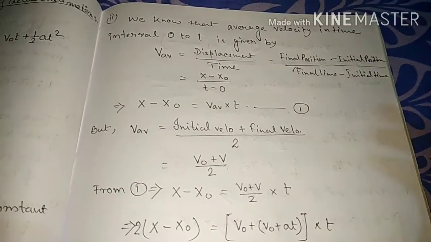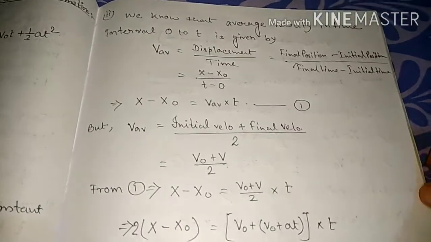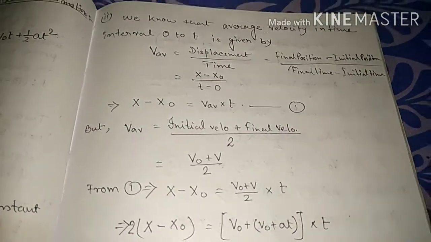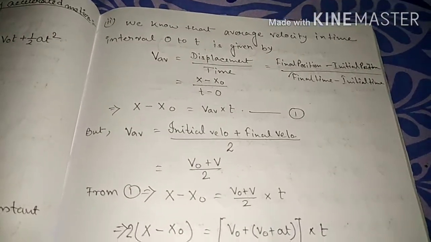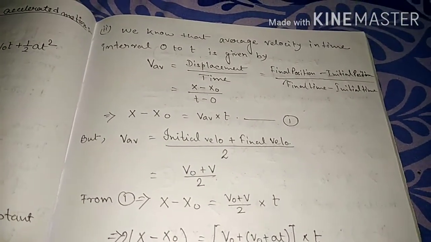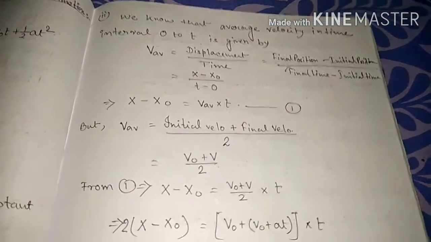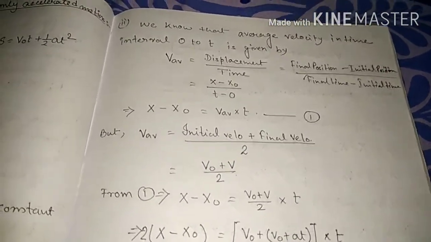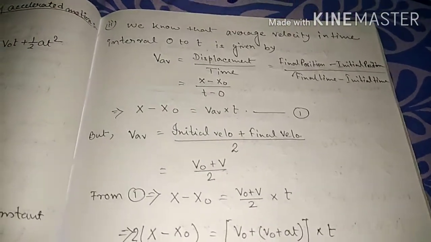One is average velocity, we can write, final velocity plus initial velocity divided by 2. This is in terms of velocity. If you have the position, then displacement by time: final displacement minus initial displacement divided by final time minus initial time. And those two definitions we use here to prove the second equation of motion.